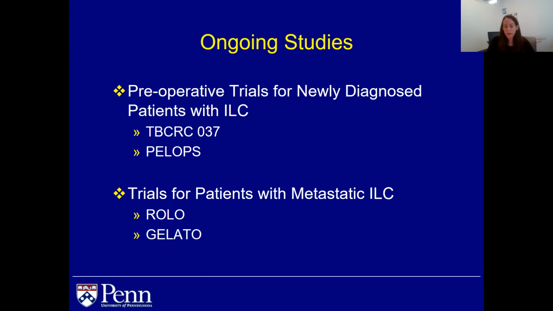Next, in terms of trials for patients with metastatic ILC, we have the ongoing Rollo and Gelato trials. The Rollo trial is run via the Royal Marsden Study Group in the United Kingdom, and this is a phase 2 study for patients with metastatic ILC looking at a drug called crizotinib, and the drug is being given to patients on the study who have lobular breast cancer or diffuse gastric cancer. It's a single-arm phase 2 study, and in the breast cancer patients, they receive crizotinib in combination with fulvestrant.